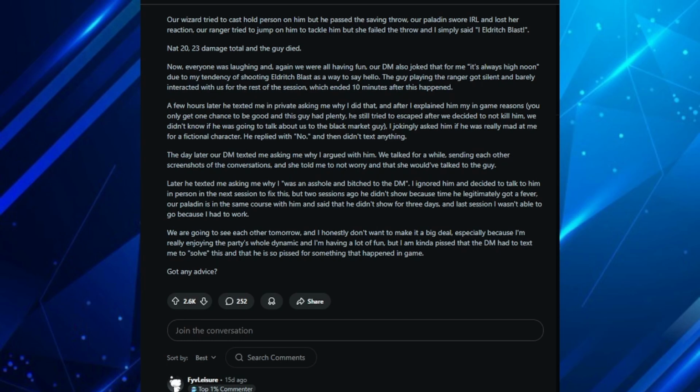Oh, I guess with how they flavored the Eldritch Blast, his body just chars up and goes away. Now, everyone was laughing, and again, we were all having fun. Our DM also joked that for me, it's always high noon, due to my tendency of shooting Eldritch Blast as a way to say hello. The guy playing the ranger got silent and barely interacted with us for the rest of the session, which ended 10 minutes after this happened.